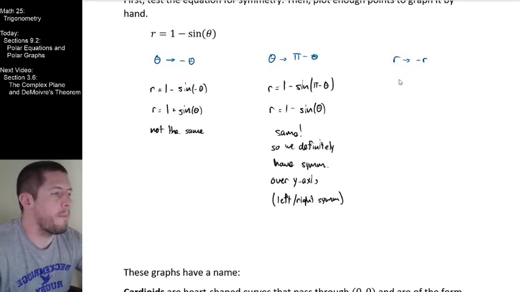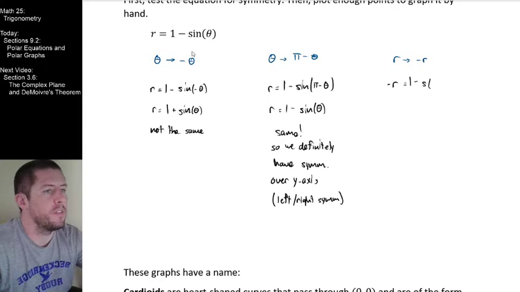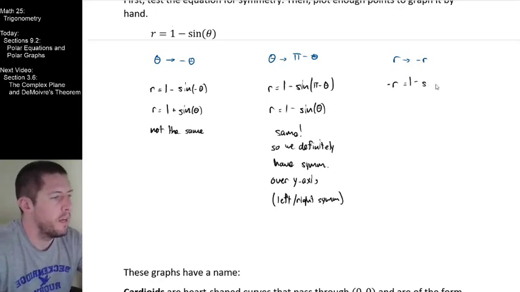Finally, let's check if we swap r for negative r, do we get it? I hope you can pretty much see by visual inspection that there's no way. This only happens if you have squared r values, typically, and I don't see a square on my r value here. So just no. I'm going to say this is equal to negative 1 plus sine of theta. Not the same.